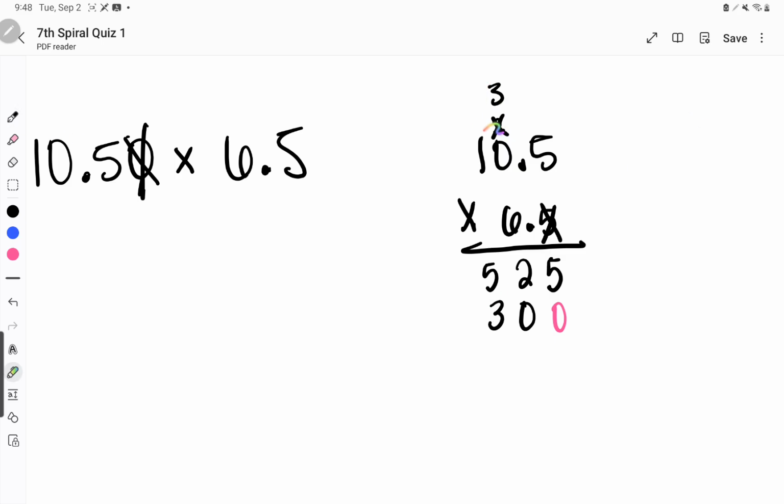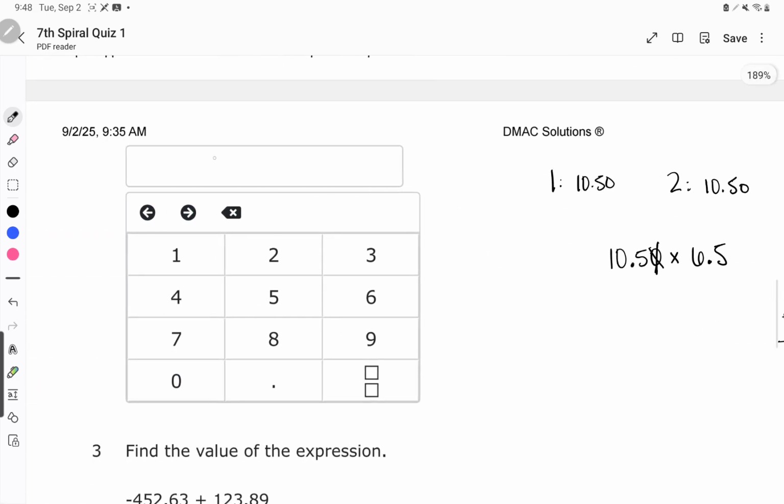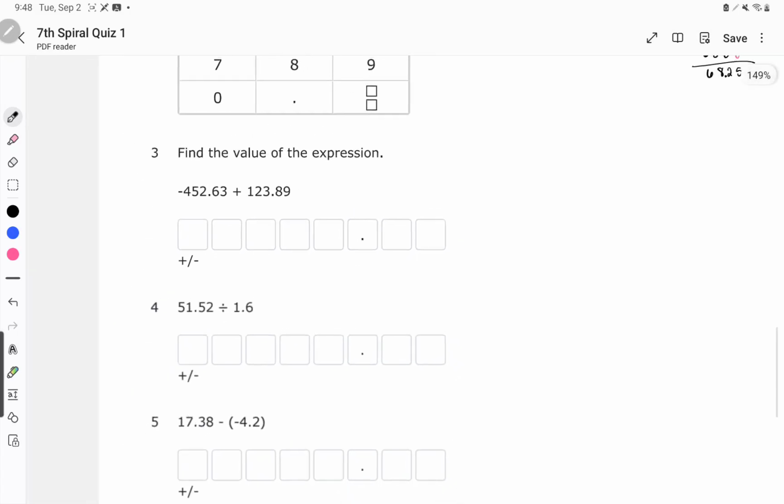And then I just have 6 times 1 right here, and 6 times 1 gives me 6. Add it all together, that's 5, 2, 8, 6, and then I have 2 decimal places, so that is 68.25.